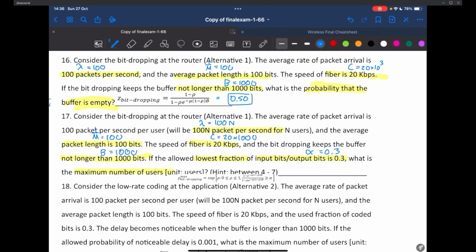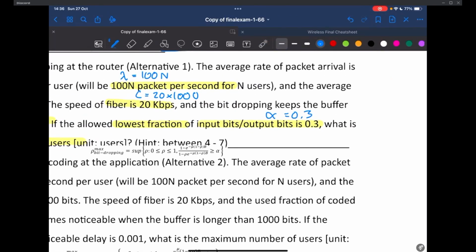Okay, so we know that with all those numbers, just put it into the formula, and you get it. You have to solve it. I'll show you how it looks in a moment.